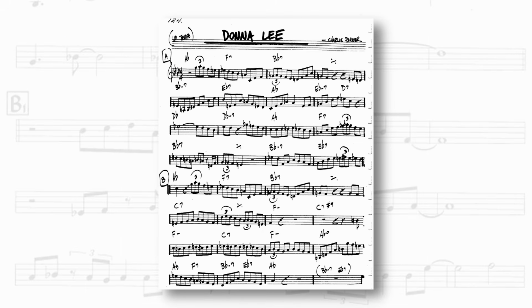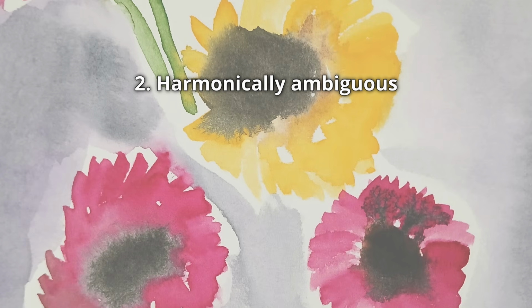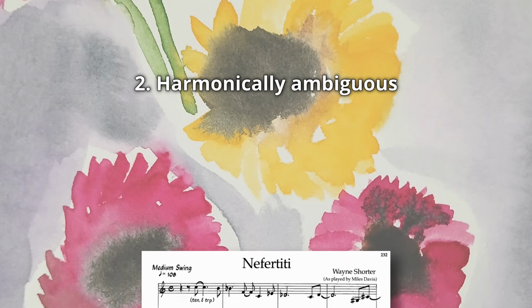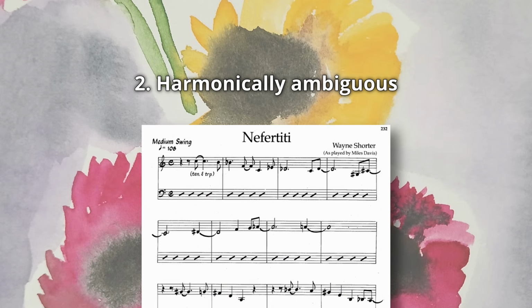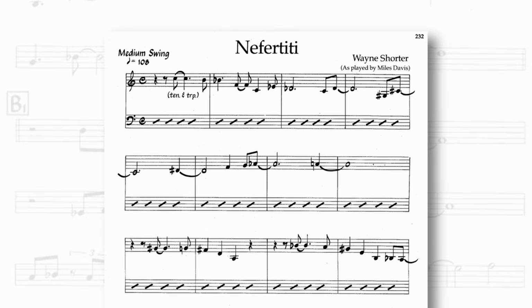Donna Lee by Miles Davis is similar. It has lots of arpeggios and enclosures which outline the harmony. 2. Harmonically ambiguous. Typically you can get a pretty good idea of the key of a traditional jazz standard from the melody alone, even if there's some chromaticism.